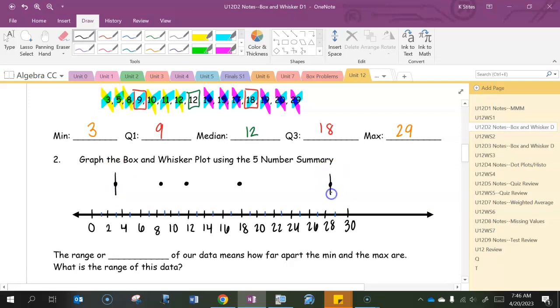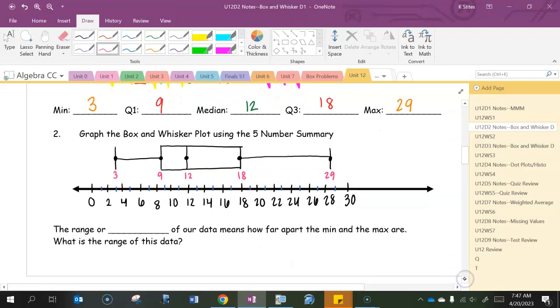Now here's how you make the box and whisker plot. The min and the max make your whiskers. So you're going to go like this. And then to get the box, you're going to make 3 vertical lines in the middle and connect them like this. And this is a box and whisker plot. Then either above or below your dots, you want to label your numbers. You could do it on top too. I just have more room down here. And that's your box and whisker plot.